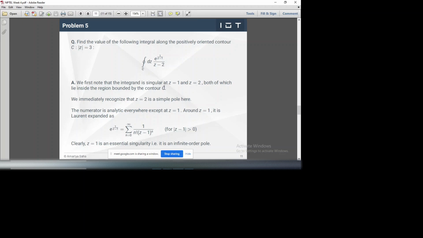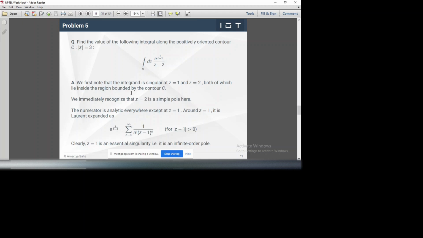By now we are experienced enough to immediately recognize that z equal to 2 is a simple pole. At z equal to 2 the numerator is analytic. And of course it's a simple pole, and now the numerator has a new kind of singularity. We have not encountered that kind of singularity in previous sessions.